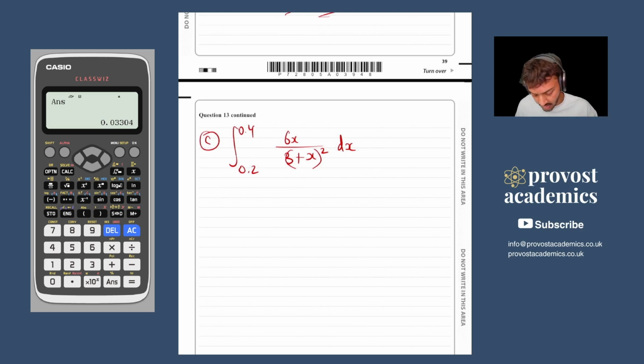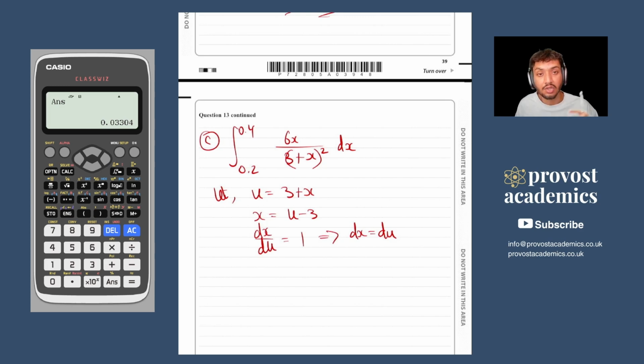So we can substitute, let's say, let u equals 3 plus x, so then x is equal to u minus 3. Then if we did dx du, we just get 1, so that means dx is equal to du. We can also do the change of our limits. Since u is equal to 3 plus x, the new limits will become u1 is going to be equal to 3.4 and u2 is going to be equal to 3.2.